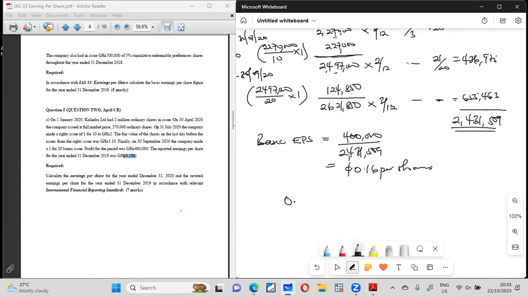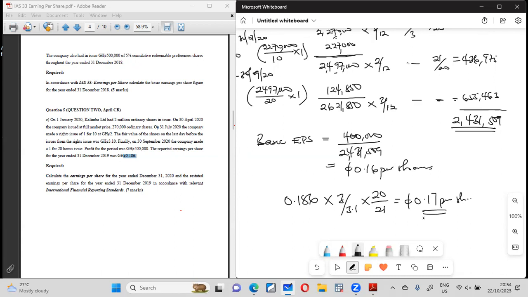So we have 0.186 multiplied by the inverse. So this one will be 3/3.1, and the inverse of the other one will also be 20/21. That's all. That gives me 0.17 per share. All right.